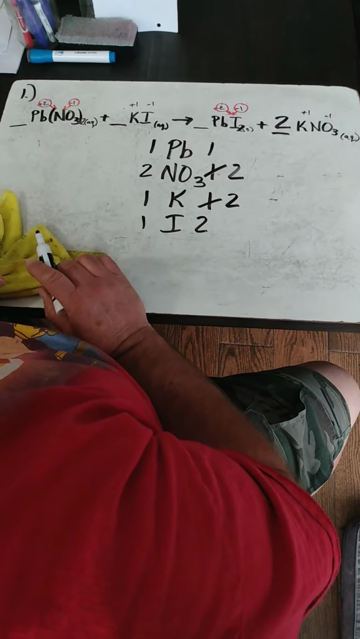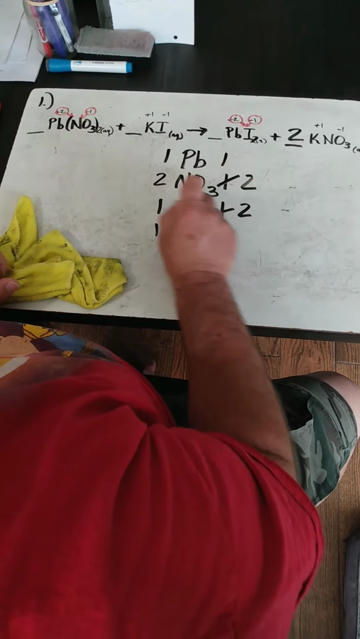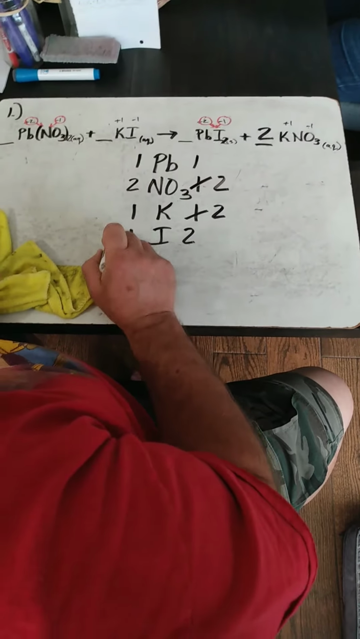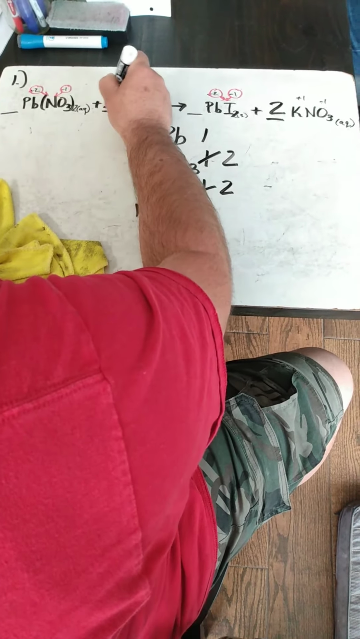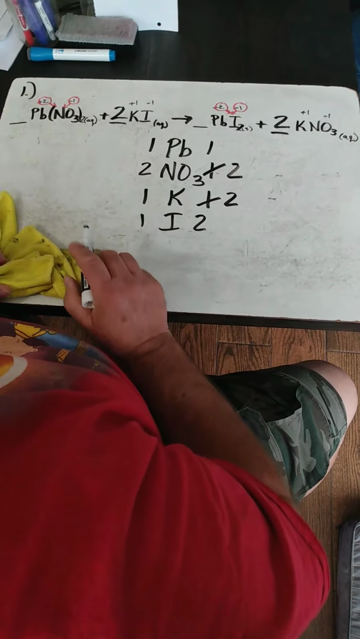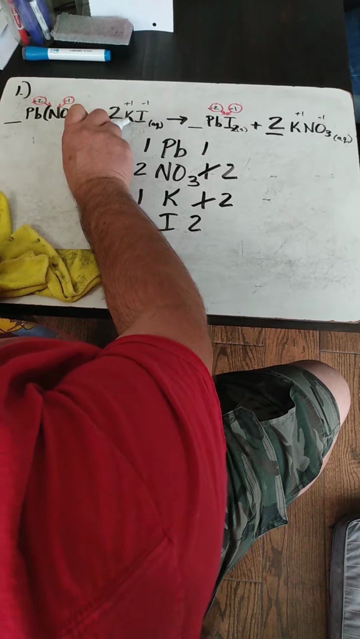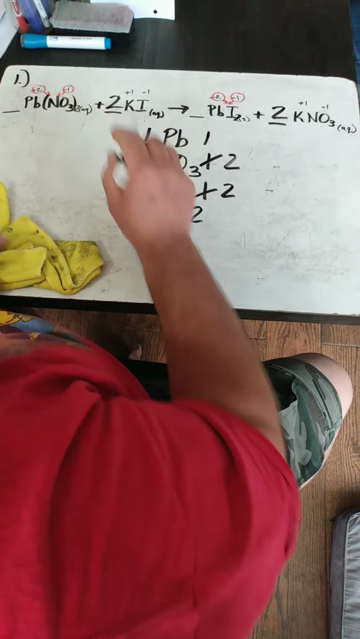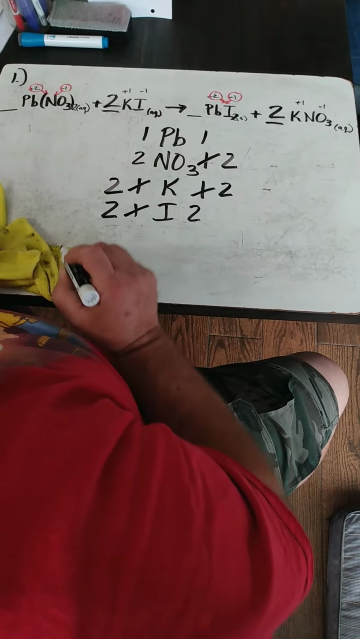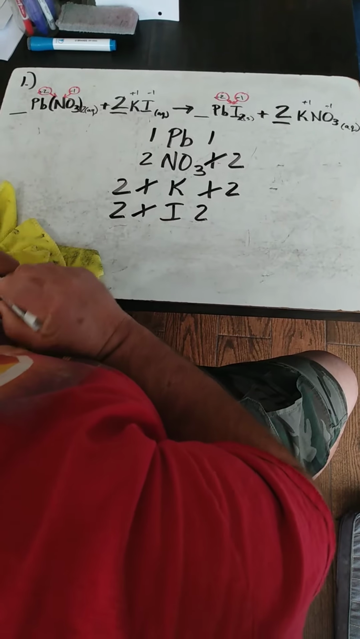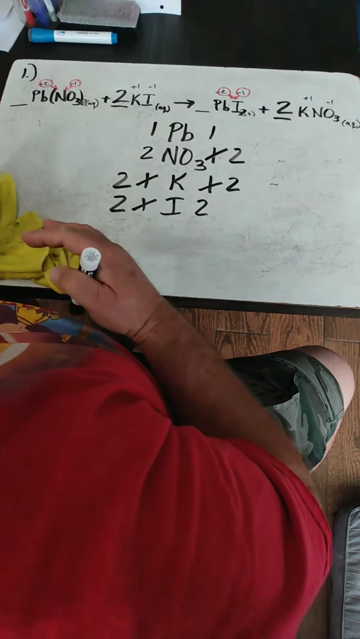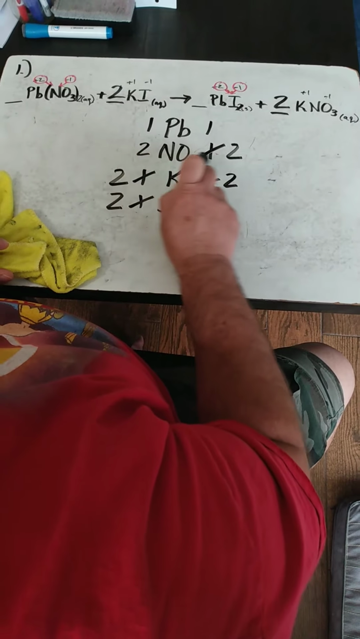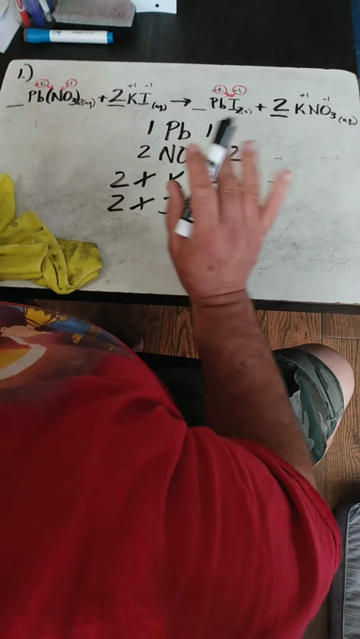Now I need to take a look at this side. We see here the only thing that's balanced is my lead and my nitrate. My potassium and my iodide are off. So I'm going to plug a 2 in as a coefficient in my potassium iodide. By doing that, my 2 now distributes to the potassium. I now have 2 potassiums. My 2 then distributes to the iodine, and I now have 2 iodine. So I've now done an inventory again. Notice I have to keep going back and forth. Now, if I do that, I notice my iodine's balanced, my potassium's balanced, my nitrate's balanced, and my lead is balanced. So now I have a balanced equation.